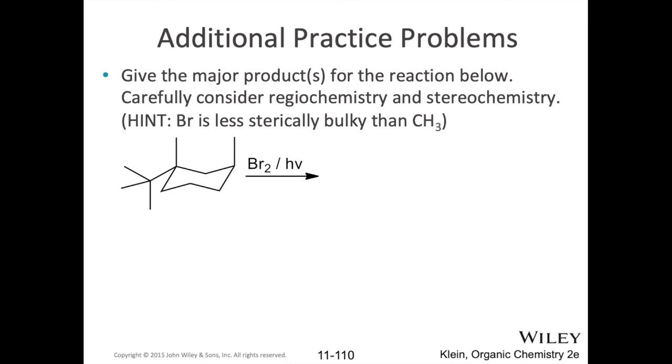Now, that being said, keep in mind that we've got a ring compound here, so you want to consider whether your groups are axial or equatorial. The hint there is that bromine is less bulky than a methyl group, so you probably want your methyl group to be equatorial as opposed to your bromine. It's okay to have an axial bromine if it means not having an axial methyl group, is what that hint is telling you. So pause this and see if you can figure it out.